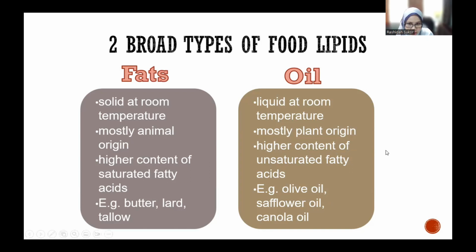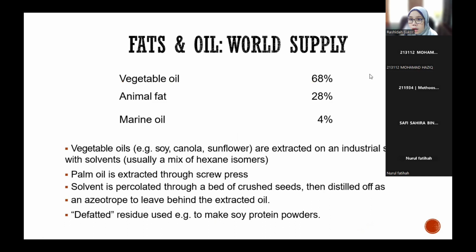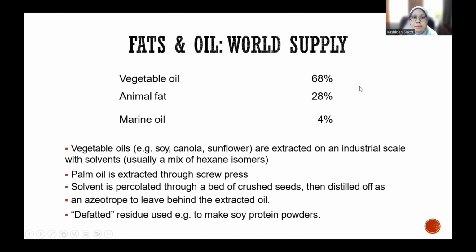Mostly they are unsaturated. So these oils have a higher content of unsaturated fatty acids, and because of the unsaturated fatty acids, at room temperature they become oil. Okay, in nature, for fats and oil in the world supply, vegetable oil is about 68%. So you see that in the market, people use a lot of vegetable oil, including palm oil.